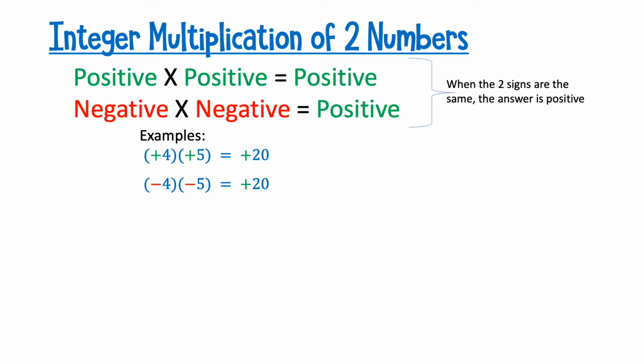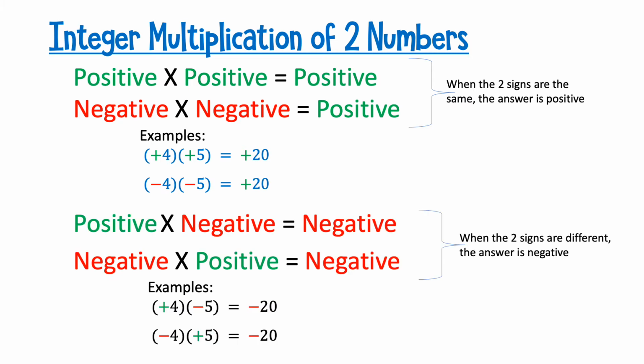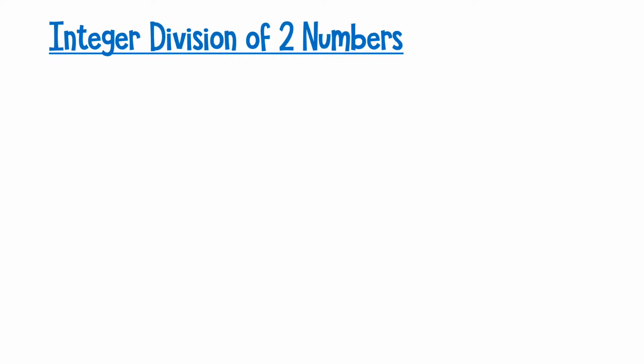When two signs are the same, the answer is positive. Positive times positive is positive. Negative times negative is positive. When the signs are different, the answer is negative. A positive times a negative is negative. Negative times a positive is negative.